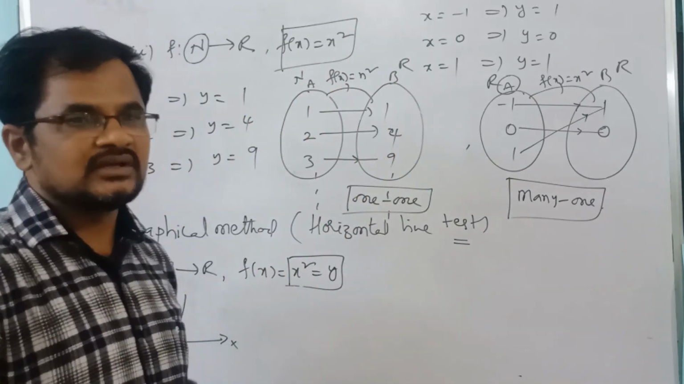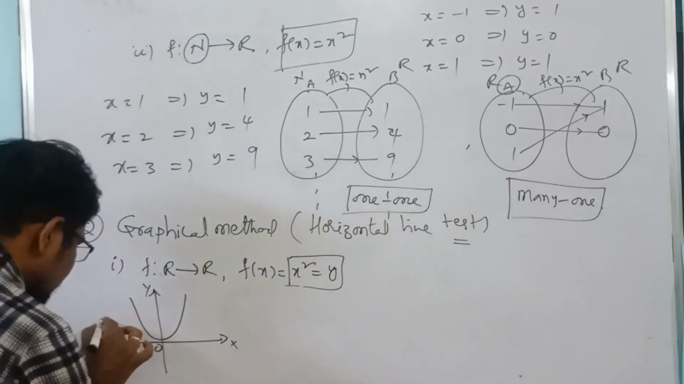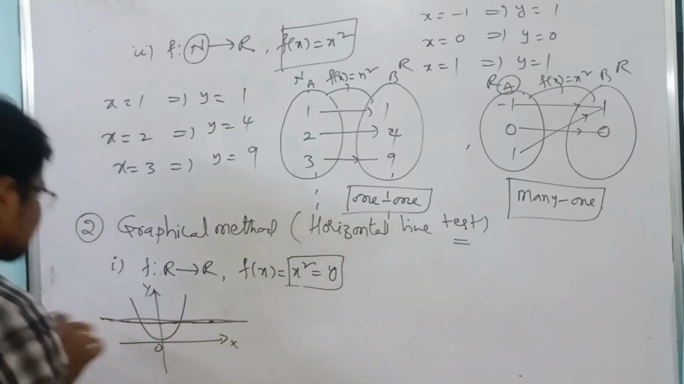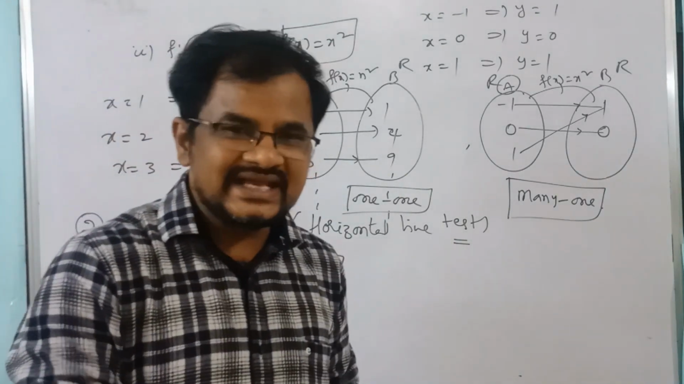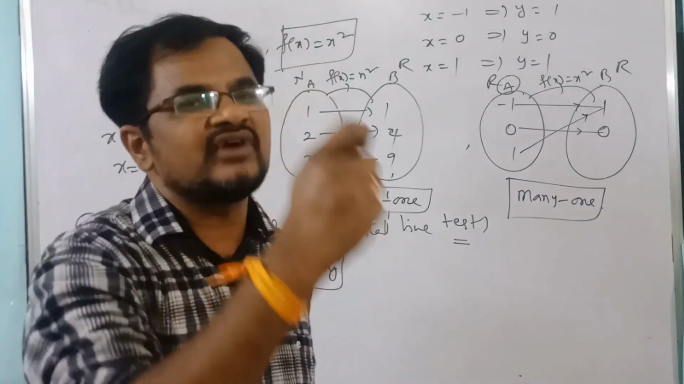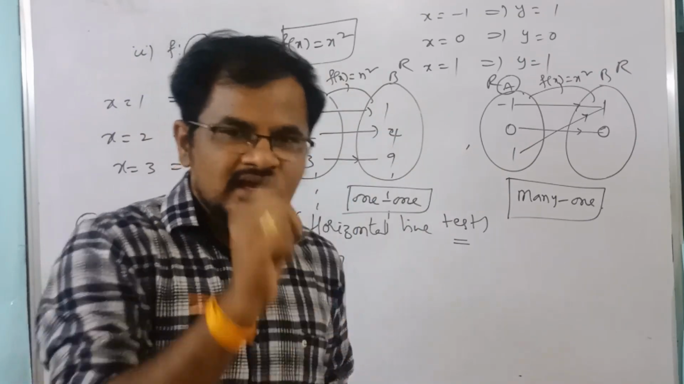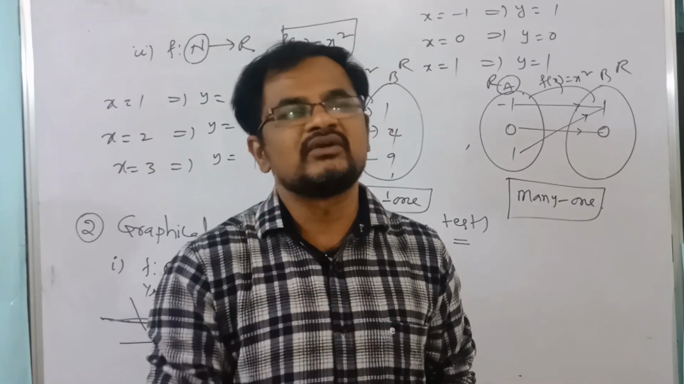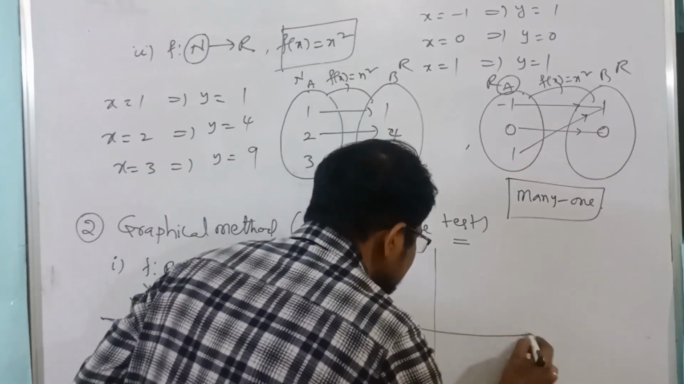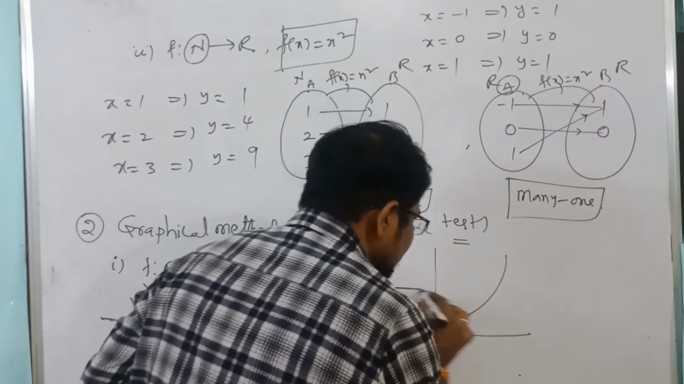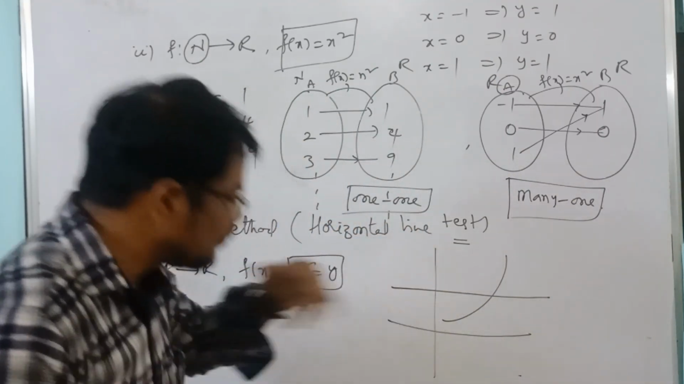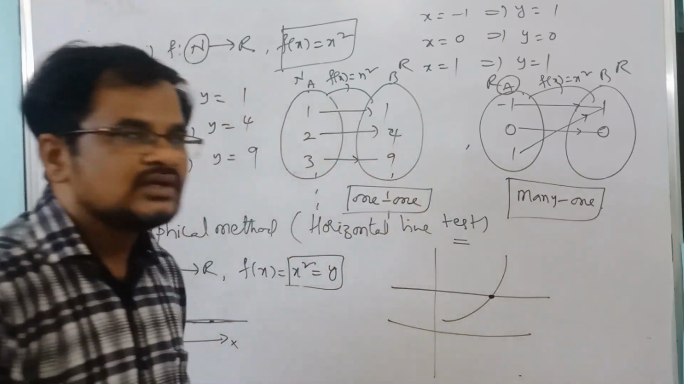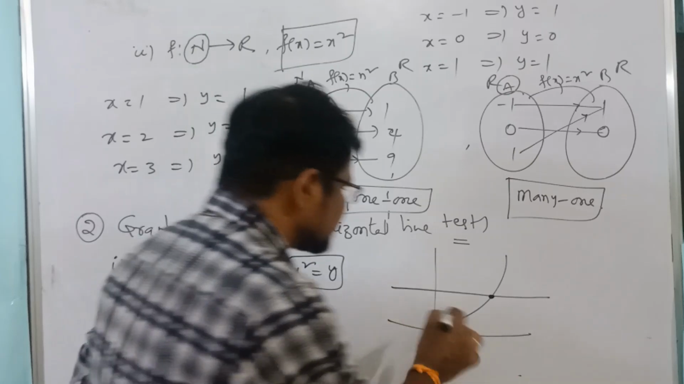One-one function. Here see, if you draw a line which is parallel to the x-axis, if it intersects the graph at more than one point, that is a many-to-one function. If it intersects the graph at only one point, then it is a what? One-one function. Suppose the graph is like this. If you draw a line parallel to the x-axis, it is intersecting the graph at only one point, so therefore it is what? One-one function.